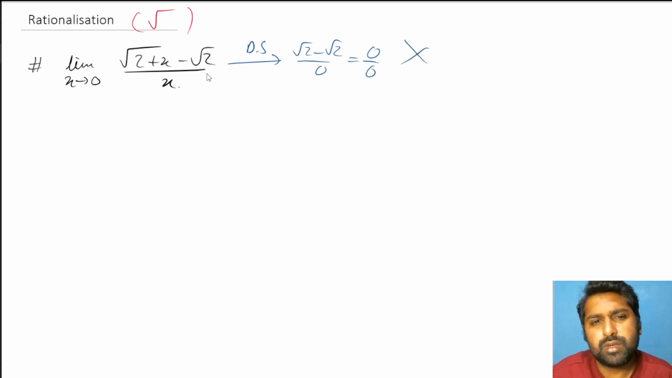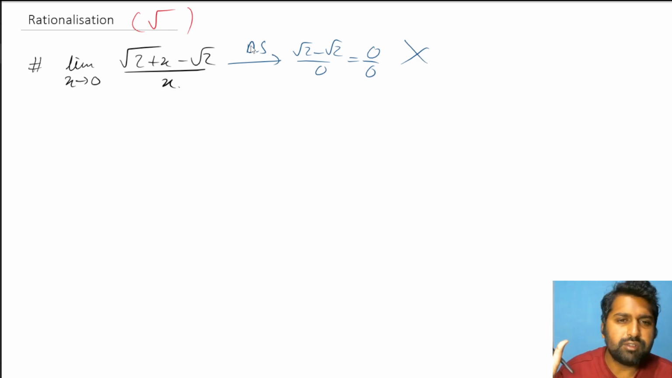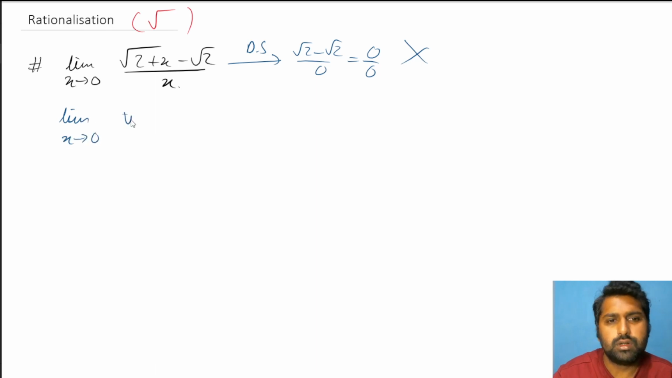So we can see square roots in the numerator. Now forget that idea that rationalization only has to be done in the denominator. No. If you have any expression in the numerator that has a square root, you'll do rationalization. If you have any expression in the denominator that has a square root, you'll do rationalization. If both numerator and denominator have square roots in them, you'll do rationalization of the numerator and rationalization of the denominator also. Let's do rationalization. So limit x tends to 0, root 2 plus x minus root 2 upon x.